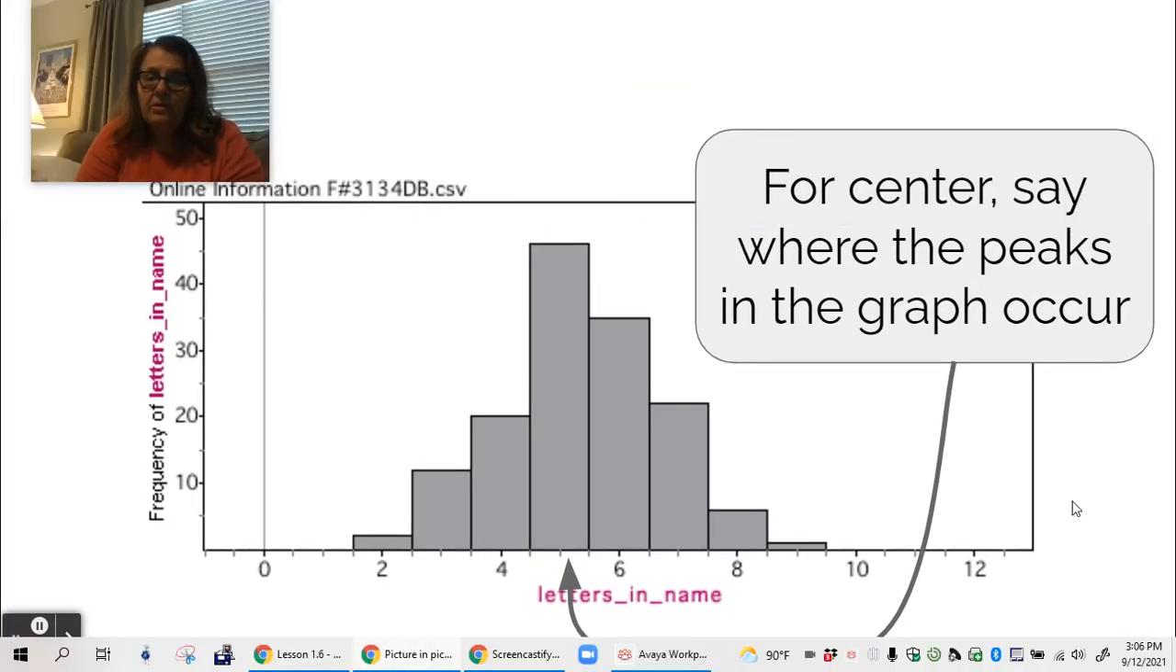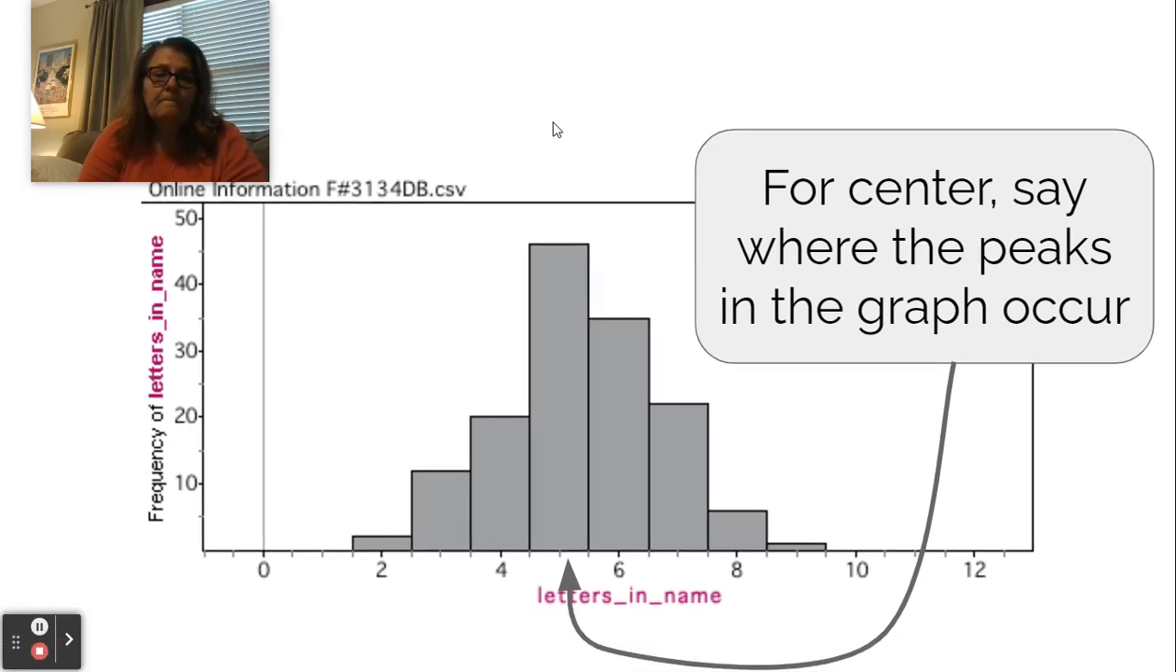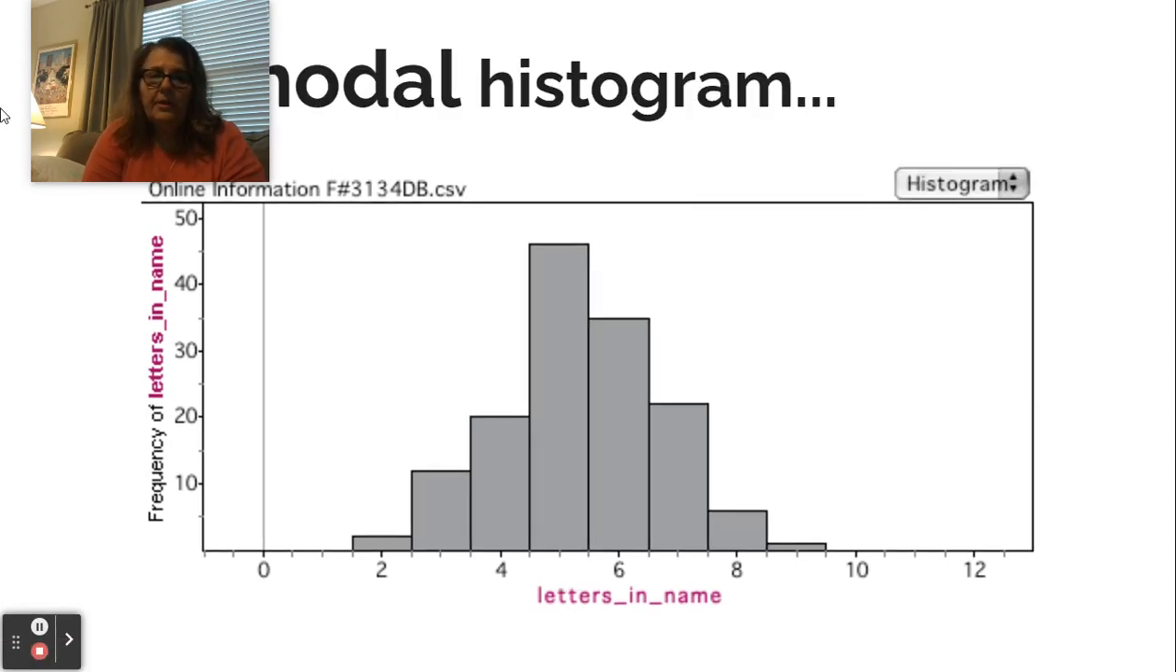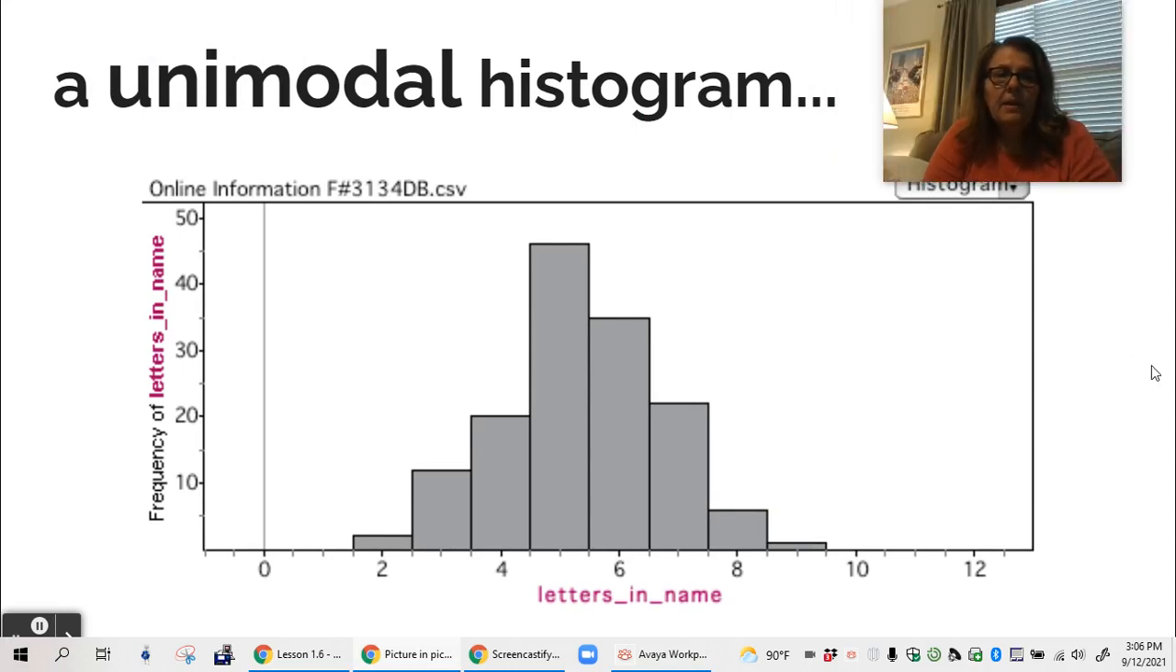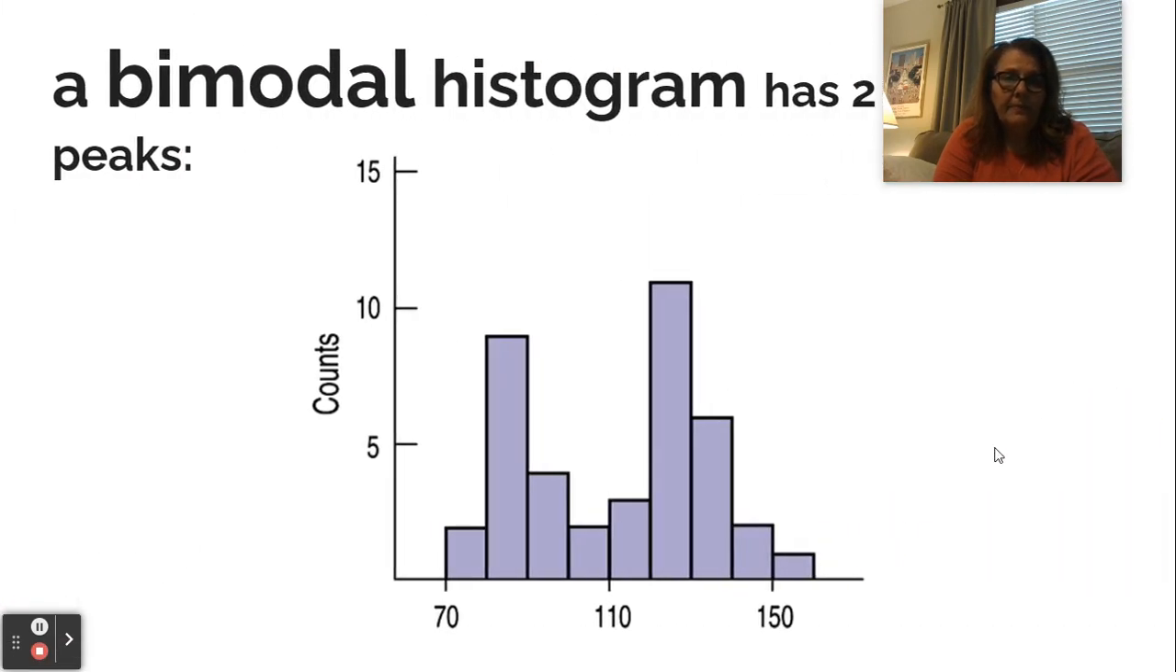So let's look at some examples of talking about the center. For the center, you want to say where the peaks in the graph occur. So you would say, in this case, that the center is at approximately 5, and that's when we're talking about 5 letters in a name. It's also unimodal. There's only one peak. It's a unimodal histogram, which is at about 5.